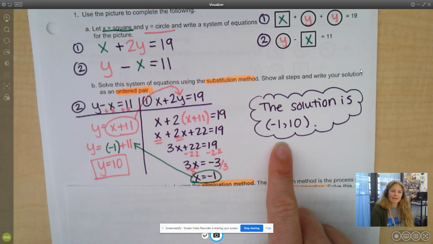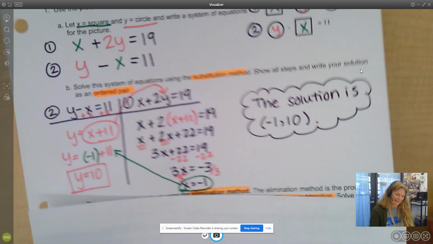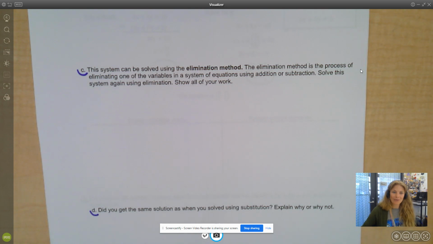Well, we're going to solve this system another way. Since it's still the same two lines and they have one point of intersection, hopefully they still have the same point of intersection when we're done. So this system can be solved using the elimination method. The elimination method is the process of eliminating one variable in the system of equations using addition or subtraction and solving the system again.